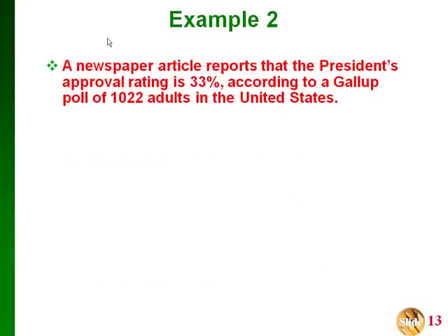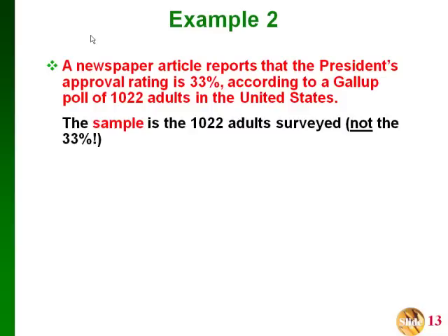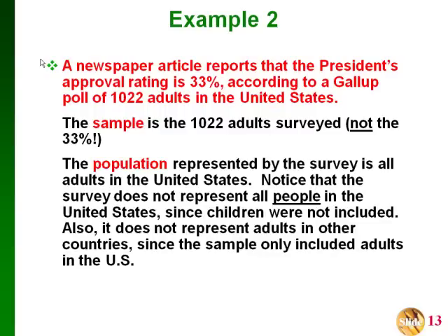A second example, we have a newspaper article that reports that the president's approval rating is 33%. This is according to a Gallup poll of 1,022 adults in the United States. Again, we want to think about our sample and our population. The sample is going to be all of those that were involved in the survey or the poll, so that is going to be the 1,022 adults. Again, it's not the 33% that approved of the president, it's all of those who were surveyed.